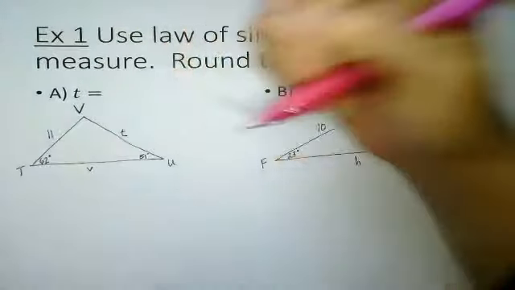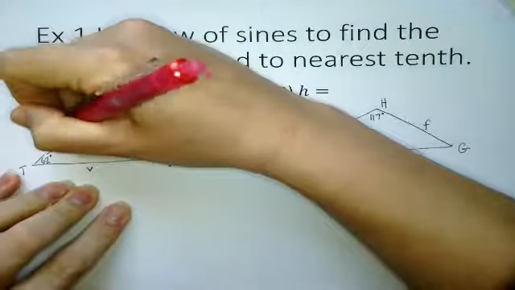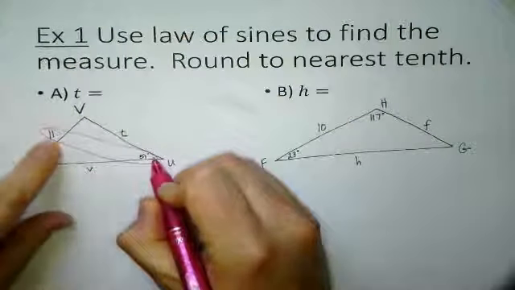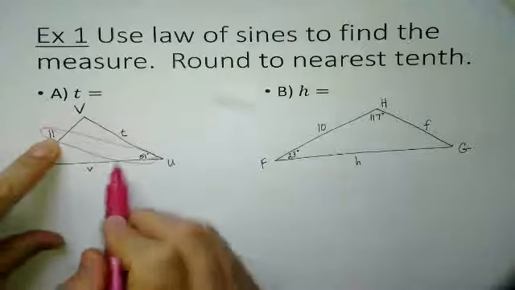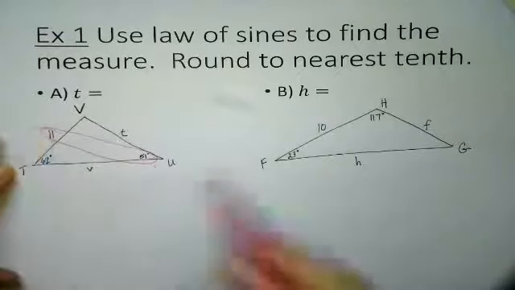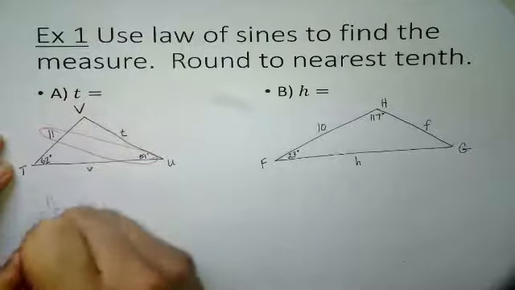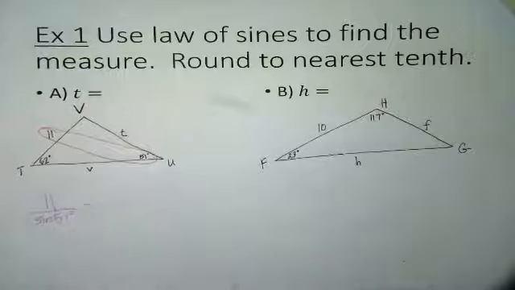So I want to look for opposite side and angle pairs. Right here, I see that I have an opposite angle of 51 and its opposite side of 11. If I have a side and an angle pair, then I'm going to start with that information. So 11 over the sine of angle 51 is going to be equal to whatever else I've got here.